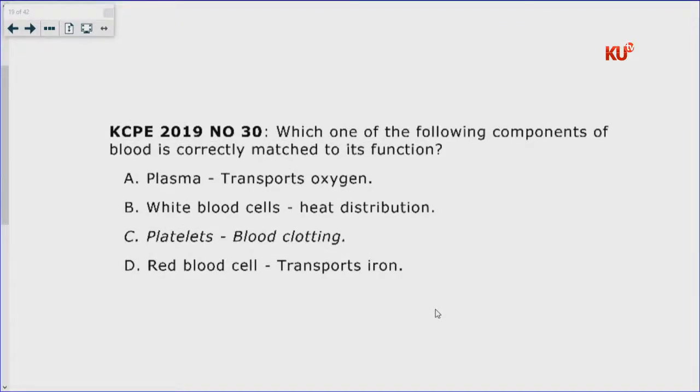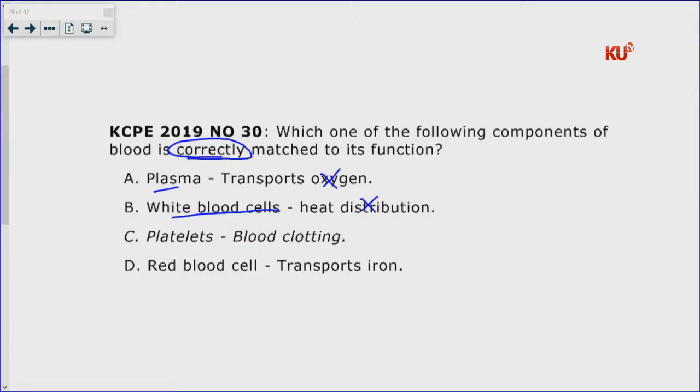Question KCP 2019, question number 30. Which one of the following components is correctly matched to its function? You always underline the keywords. Plasma transports oxygen, wrong. Remember, it does transportation but not of oxygen. White blood cells heat distribution, wrong. Heat distribution is done by plasma.